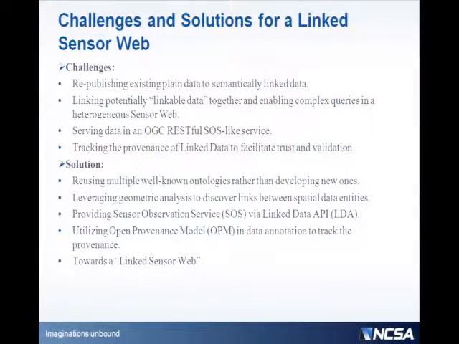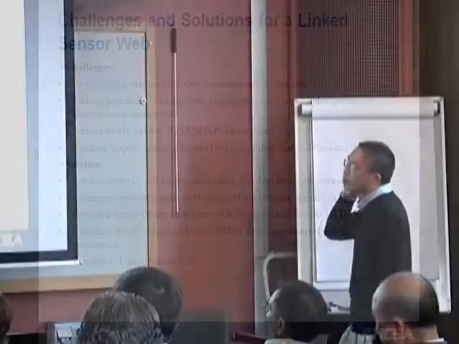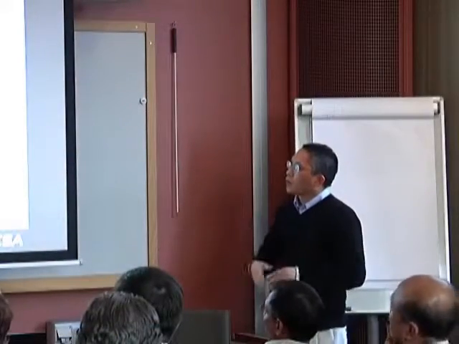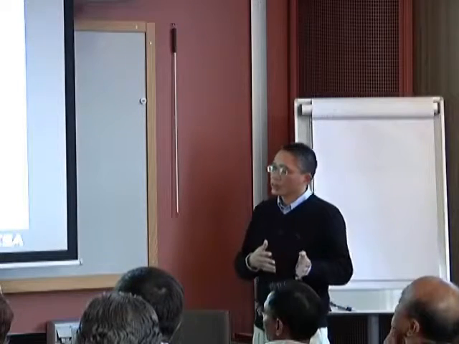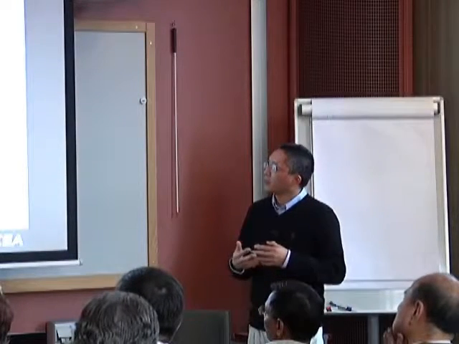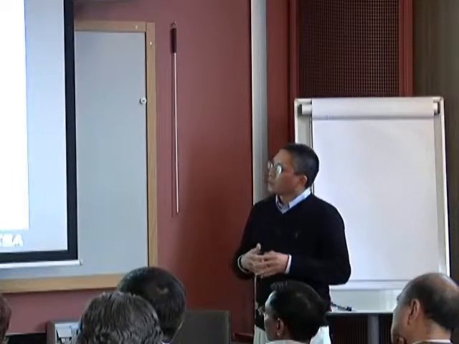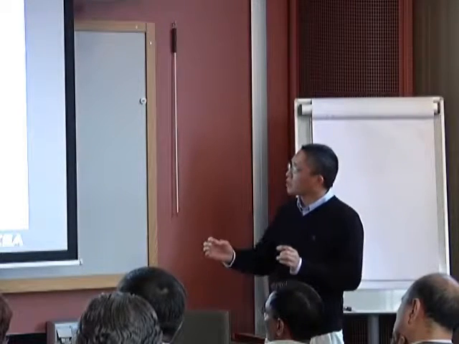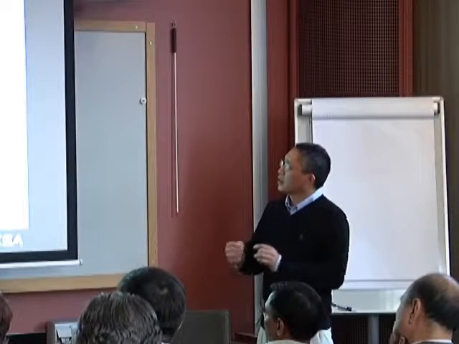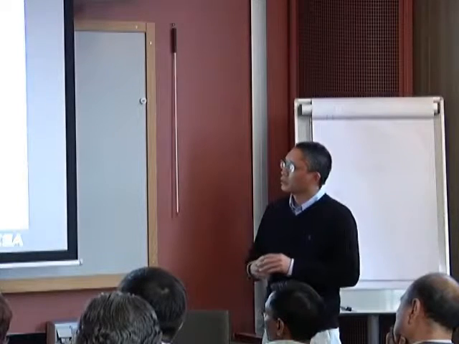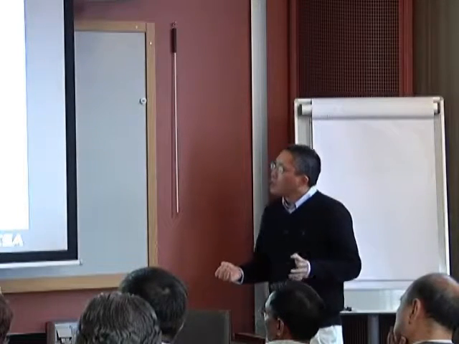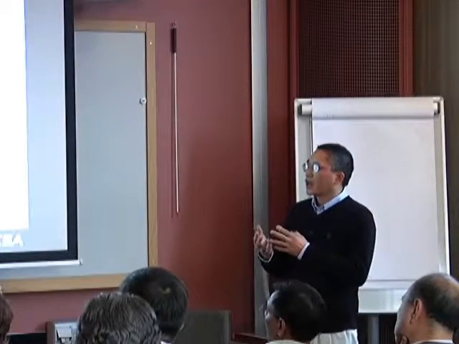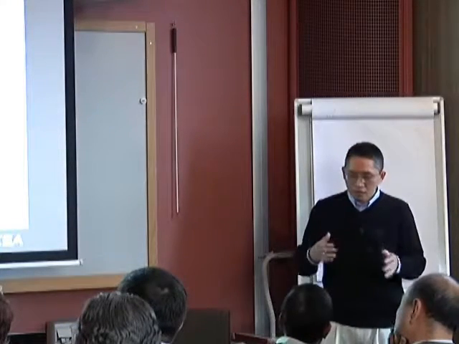So the challenge that we have for building a linked sensor web is how we can actually republish those existing plain data to semantically link the data, and how we can link those potentially linkable data together and then enable complex queries in a heterogeneous sensor web. And how do we actually serve data in an open geospatial RESTful service, kind of sensor observation service like interface.